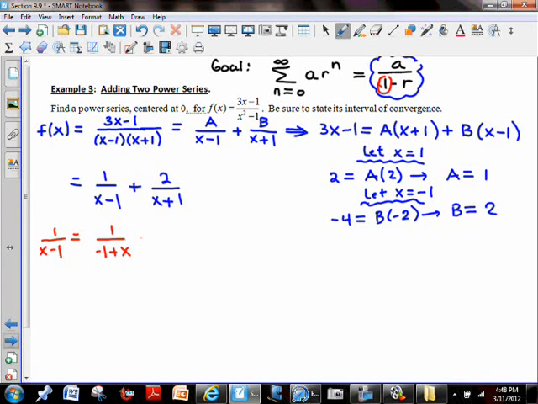But that's going to be an easy fix, because if you just multiply the numerator and the denominator by a negative, that will allow the signs to change in the bottom in a way that you want them to.